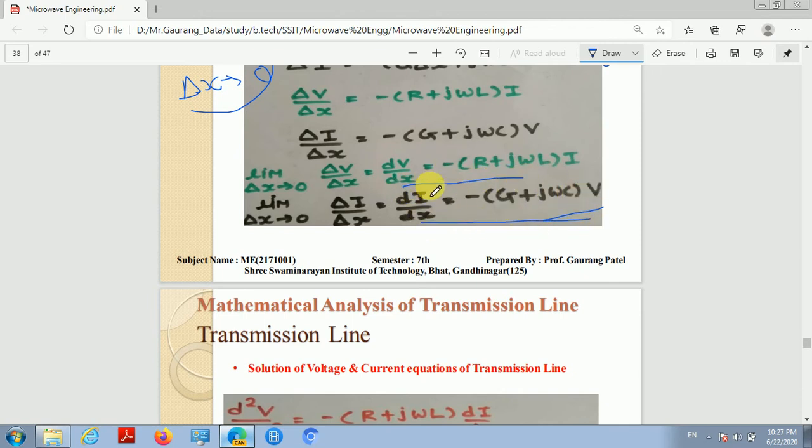Now we will solve these two equations. Ye dono equations ka hum solution nikalenge. Matlab, we will find the solution of the voltage and current equations of the transmission line. Okay, to iske liye kya karunga main?